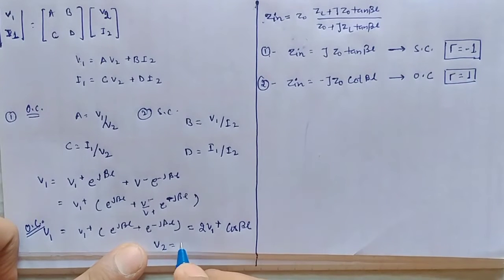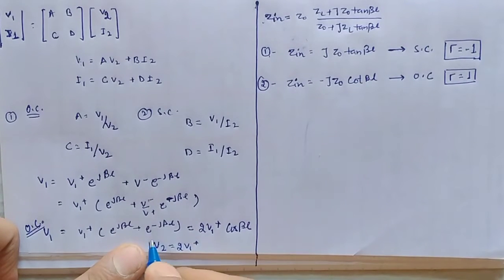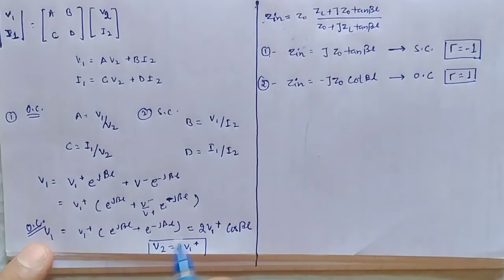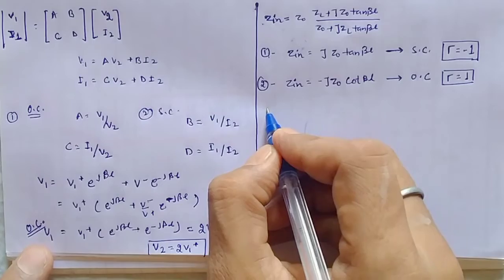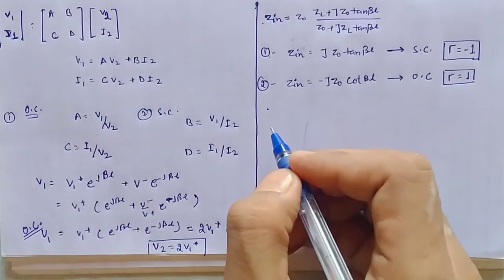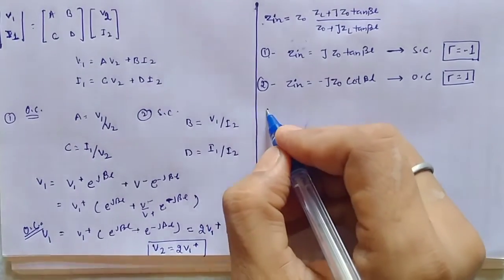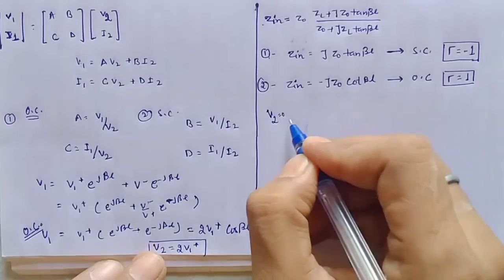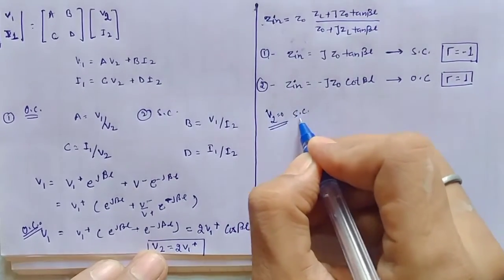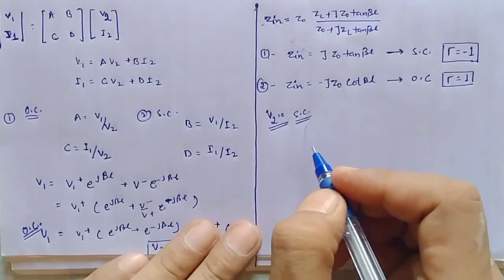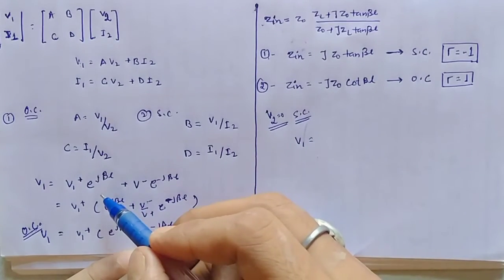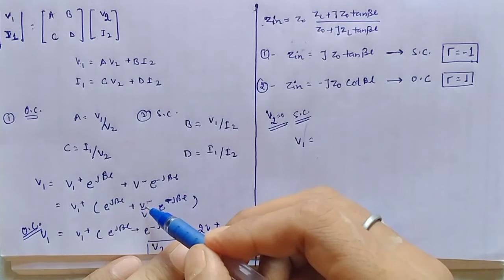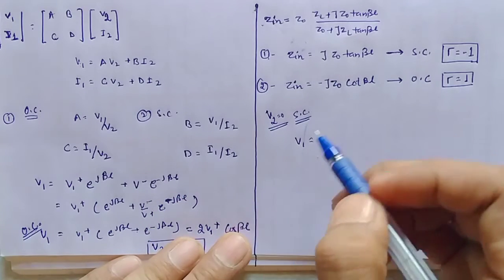So V2 will be equal to 2V1 plus. And V1 will be 2V1 plus cos βL. Another one: if I apply the short circuit condition, in that case V2 will be 0 for the short circuit condition. So my V1 will be, the same expression we can use, only instead of gamma equal to 1, I will replace it with minus.